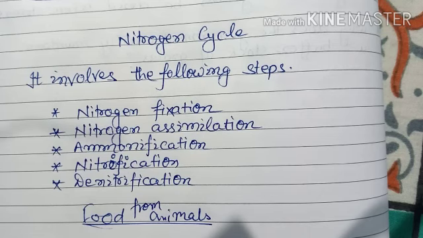Next is milching animals. Those animals which provide us milk, like cow, buffalo, goats and camels, are milching animals. Besides these animals, honeybees provide us with honey. And there is one term, that is apiculture. What is apiculture? The large scale rearing of honeybees is called apiculture.